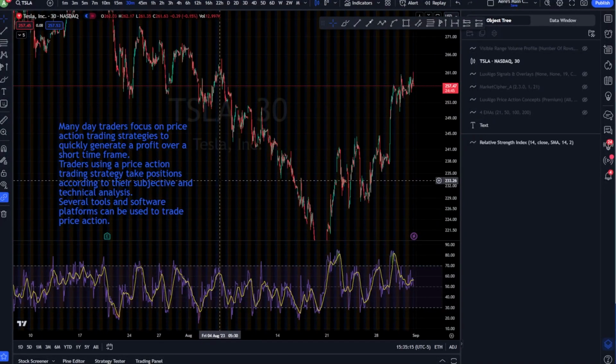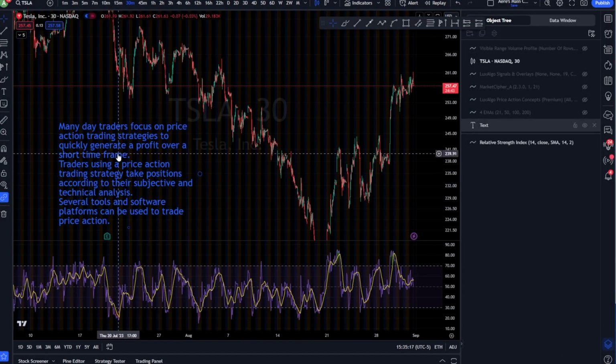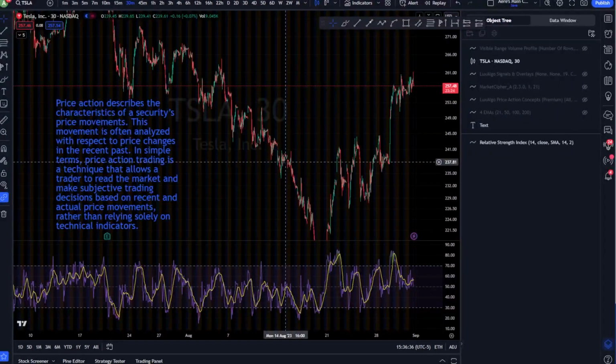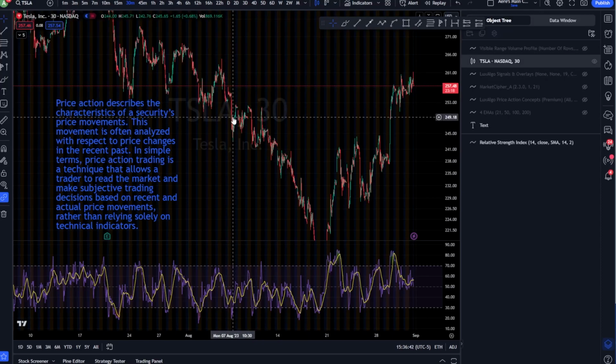Many day traders focus on price action trading strategies to quickly generate a profit over a short time frame. Traders using a price action trading strategy take positions according to their subjective and technical analysis. There are several tools and software platforms that can be used to trade price action. Price action describes the characteristics of a security's price movement. This movement is often analyzed with respect to price changes in the recent past.